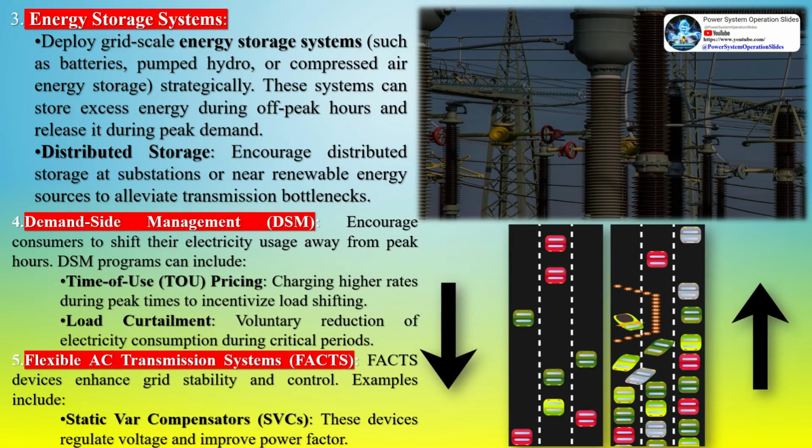Smart grid technologies. Implement smart grid solutions that enable real-time monitoring, control, and optimization of the grid. Examples include Phasor Measurement Units, PMUs. These devices provide synchronized measurements of voltage and current across the grid, allowing operators to detect anomalies and respond swiftly. Advanced Metering Infrastructure, AMI. Smart meters enable two-way communication between utilities and consumers, facilitating load management and demand response.